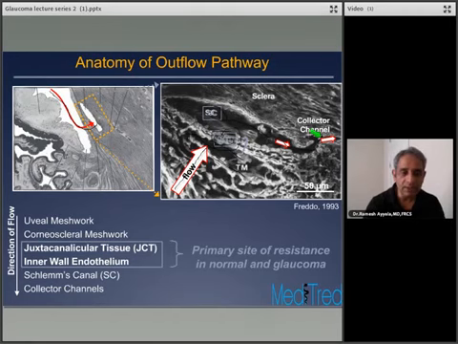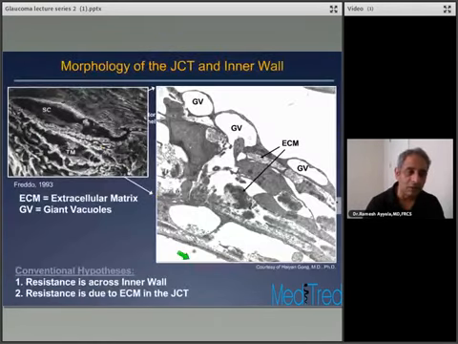So it's this juxtacanalicular area and the inner wall endothelium of the Schlemm's canal complex, which is the primary site of aqueous resistance in patients, both in normal patients and in patients with glaucoma.